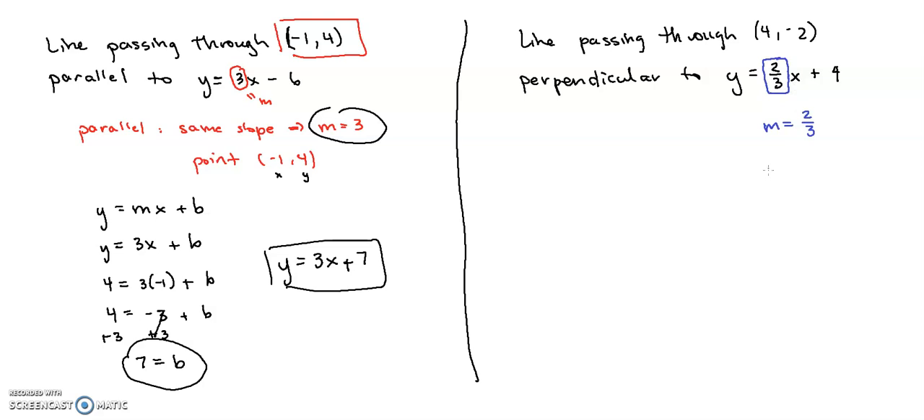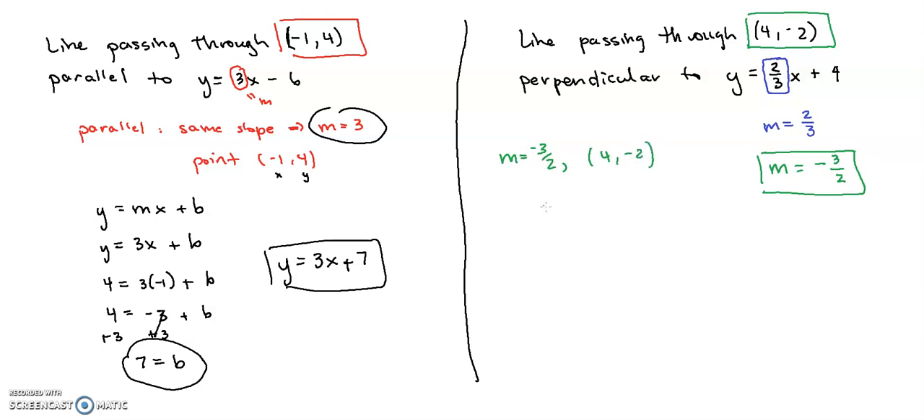We need our slope to be perpendicular to this, so we're going to change the sign and flip it. Change the sign and flip it. Our slope is going to be negative 3/2, and our point is going to be 4, negative 2. So we use this equation of the line to get that slope. We want our slope to be perpendicular, so we change the sign and flip it. So we've got m equals negative 3/2, and we've got our point 4, negative 2.